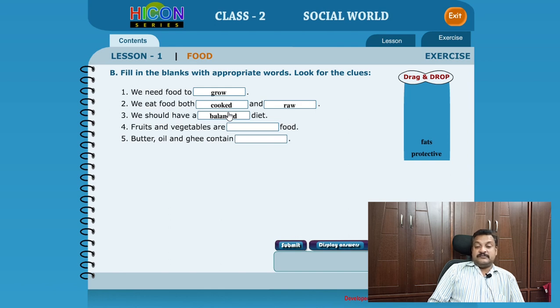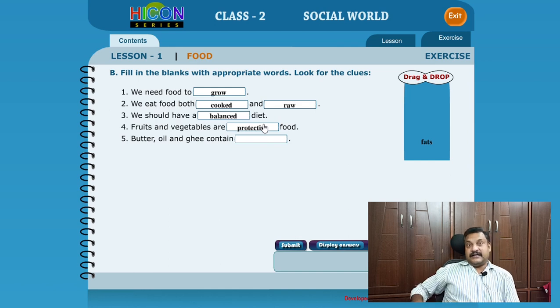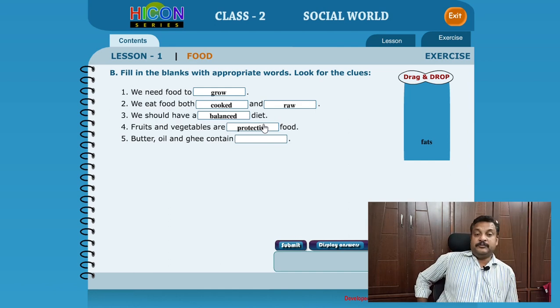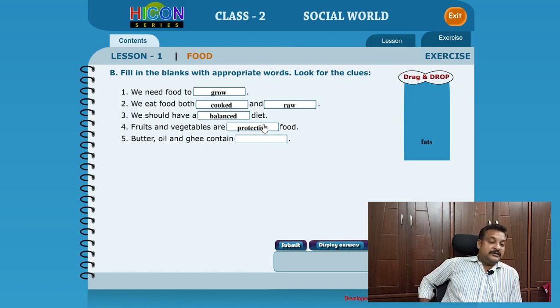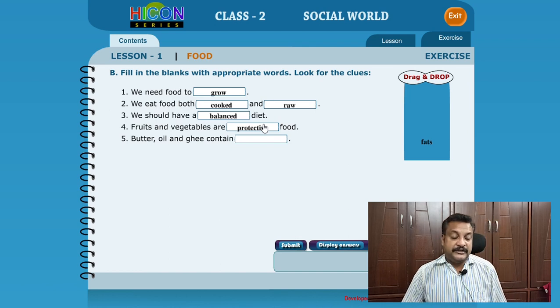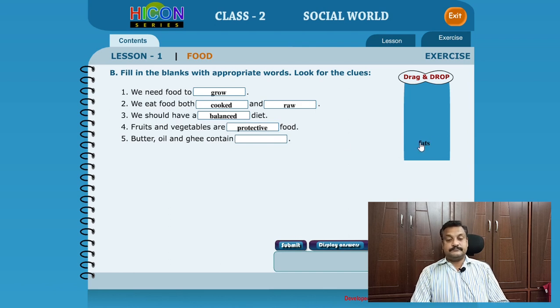Now, fruits and vegetables are protective food because they have a lot of minerals and vitamins inside them, and they help us to keep diseases away. They protect us from the attacks of diseases and illness. So that is called a protective food. Butter, oil and ghee contain what? Fats, from which we get energy. Isn't it? Good.